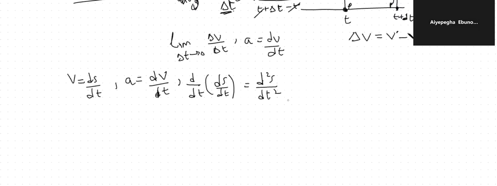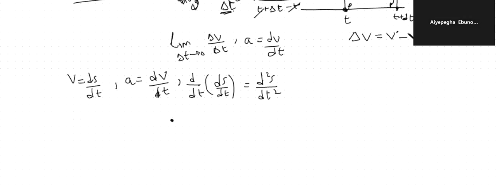So both average and instantaneous acceleration can either be positive or negative. I'm going to give you one example before I move on. I'm going to explain this more with a question: why they can either be positive or negative, both average acceleration and instantaneous acceleration.